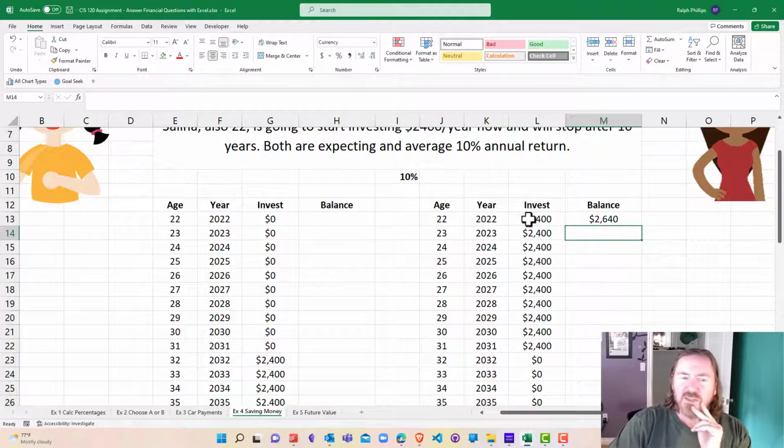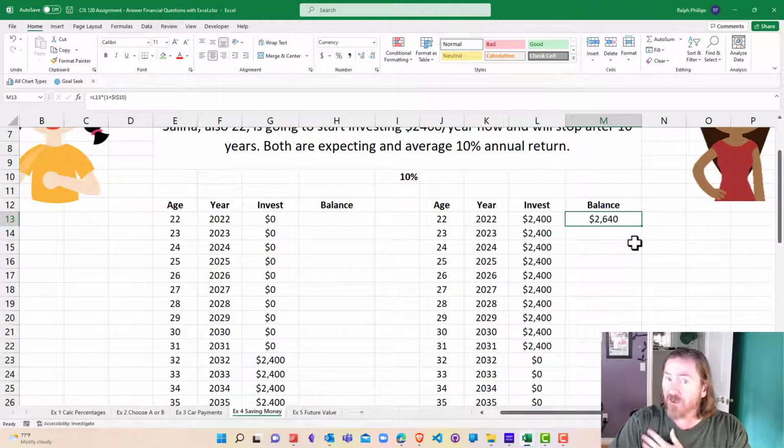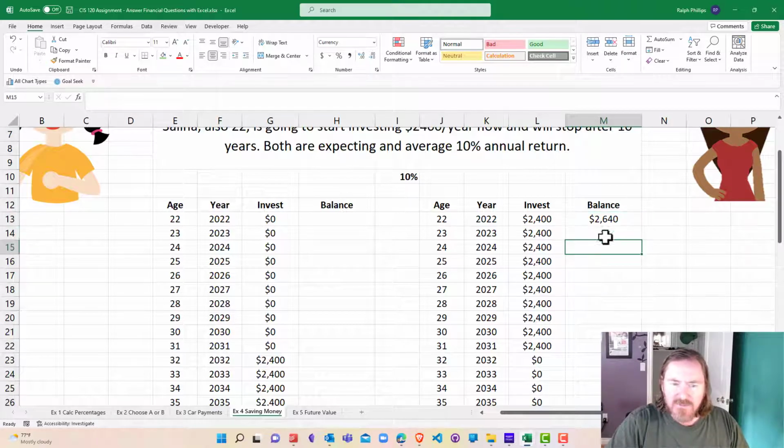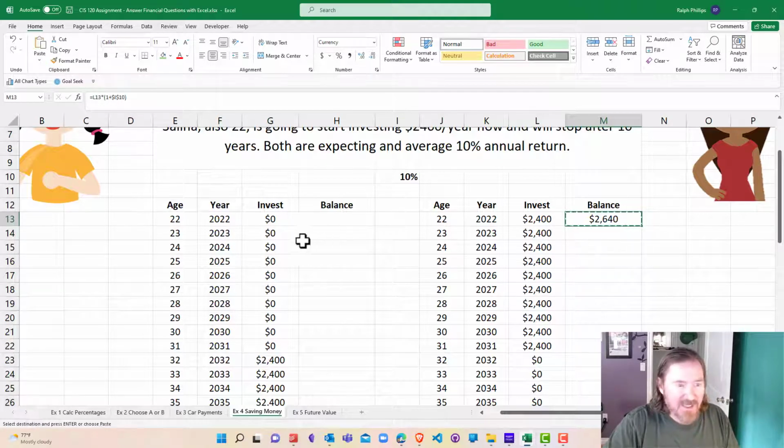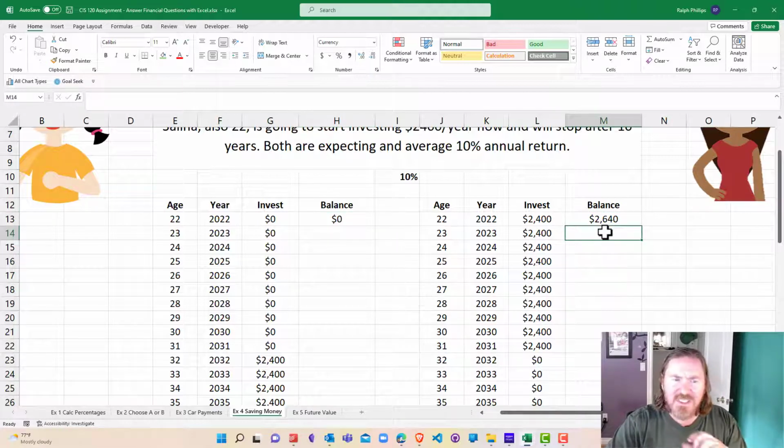And there we go. So if I invest 2,400 at the beginning of the year, I get a 10% return on that money. I'm going to have 2,640 at the end of the year because I've got interest on it. Okay, well, that's pretty good. And by the way, I could do the same thing over here. It's pretty easy. I could even copy this and paste it to this woman. And of course, she invested zero at the beginning of the year, which means she's got zero at the end of the year. Great. Now, let's go to the second year.